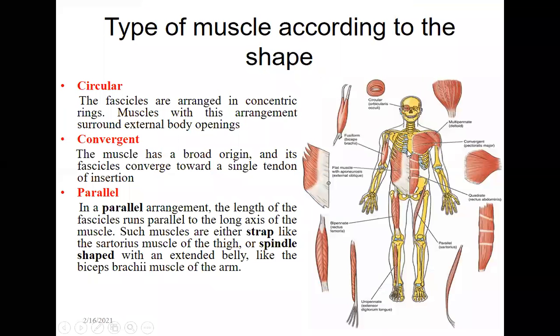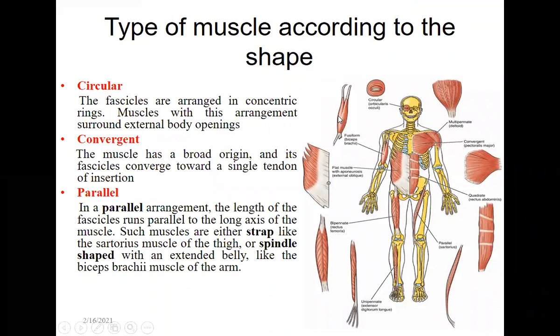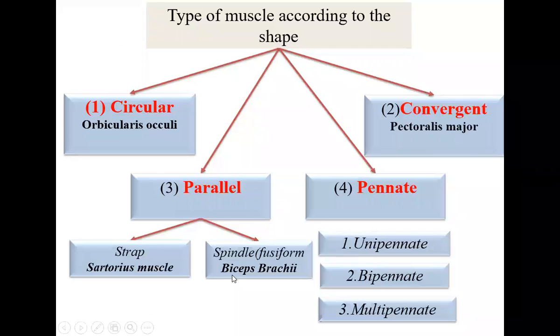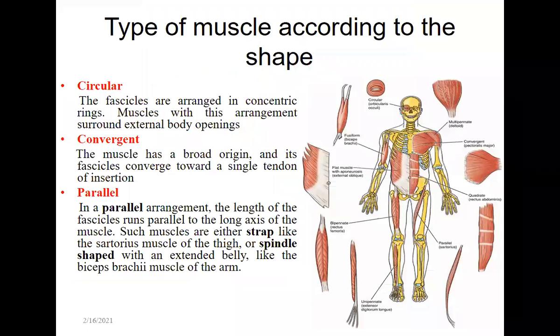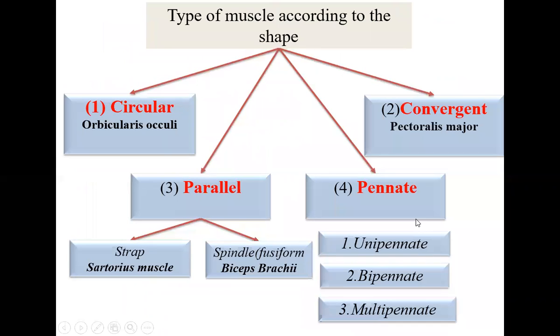If you see here, this is the biceps brachii, biceps. The full name for this biceps is biceps brachii. So this is spindle shape. Spindle shape means in the center it is thick and at the ends it becomes narrow. So these are the two types of parallel muscle fibers where the muscles run parallel to each other, side by side.